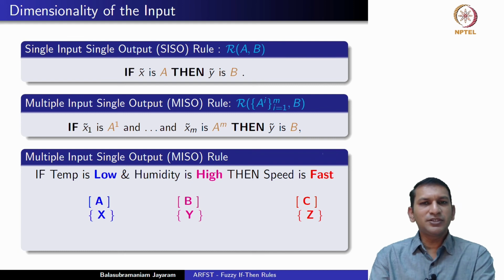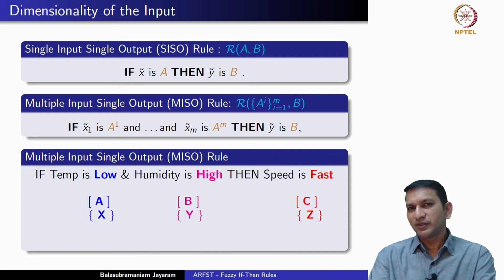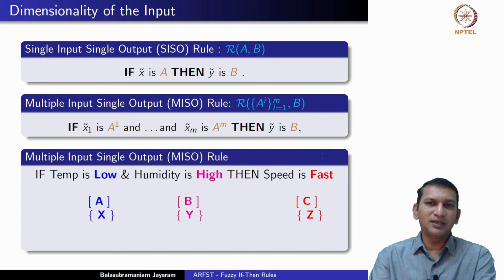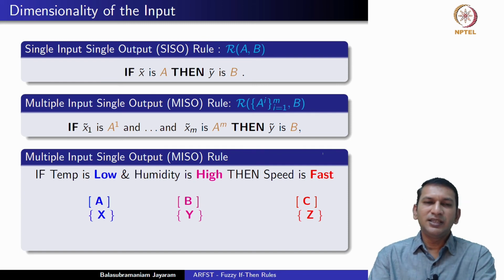So based on the dimensionality of the input or the number of antecedents in the rule, we can classify the fuzzy if-then rules. Of course, there are also multiple input, multiple output rules, where the antecedents are many and the consequents are many. But as can be easily understood, these can always be broken down into systems where each of those systems actually consists of only MISO rules, multiple input, single output rules.